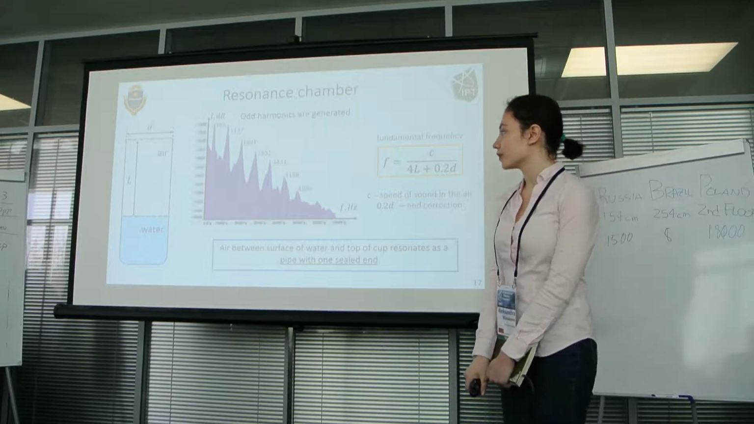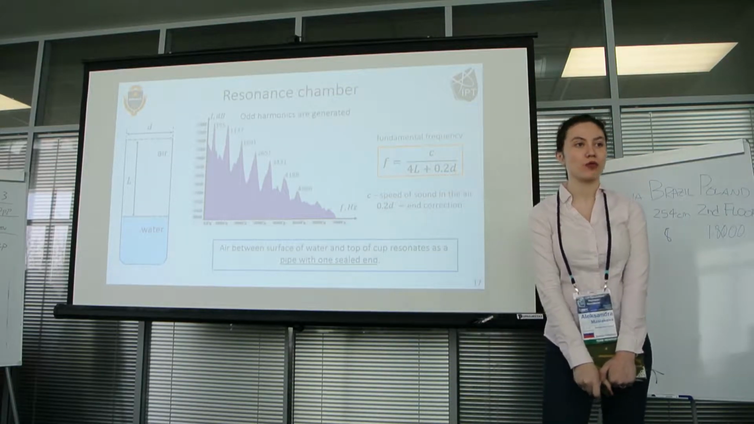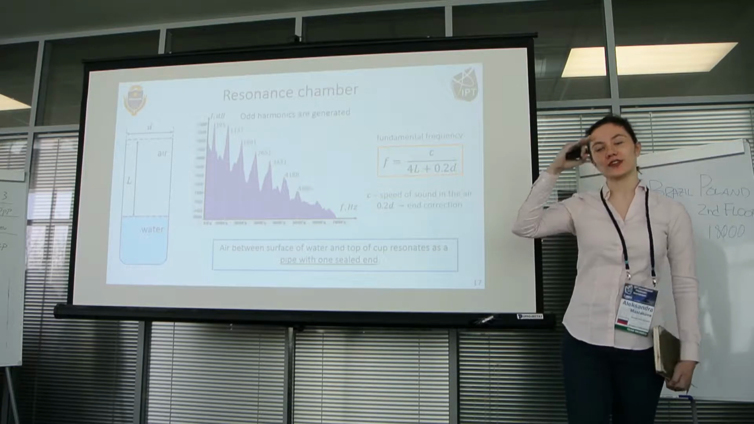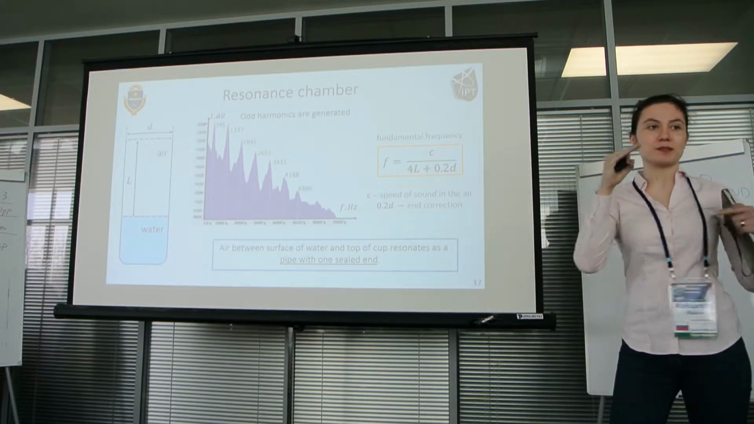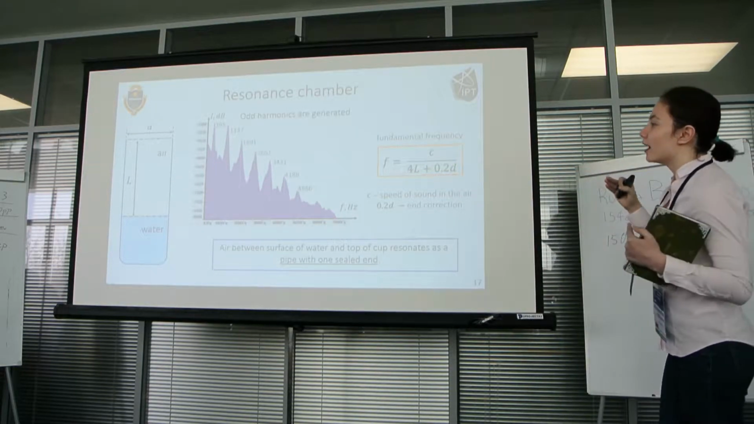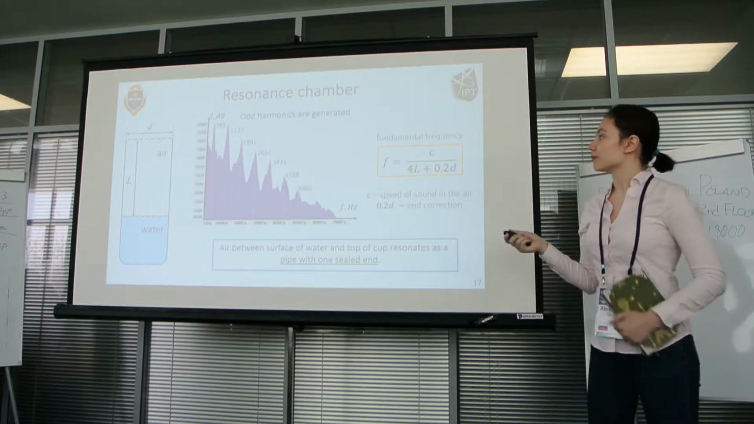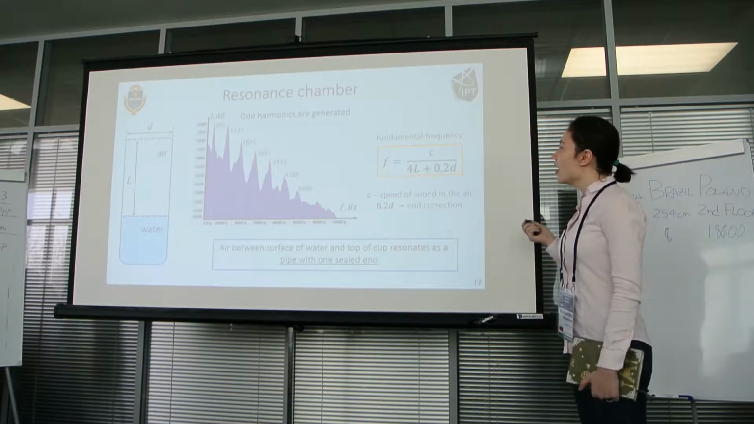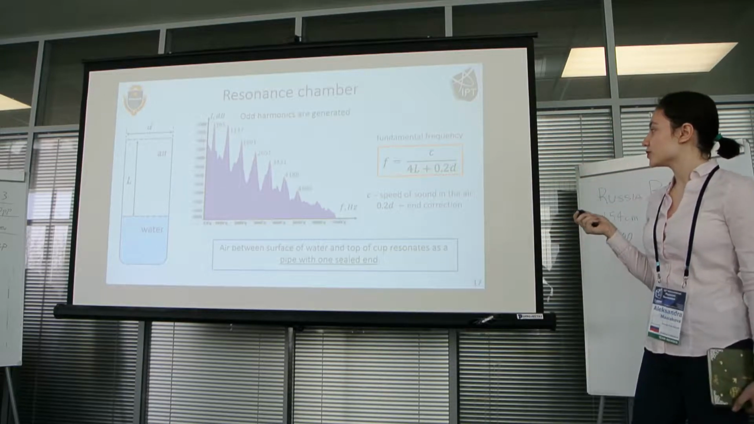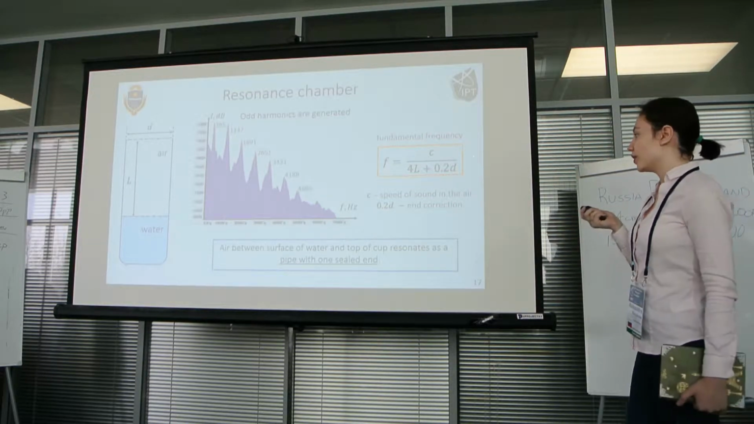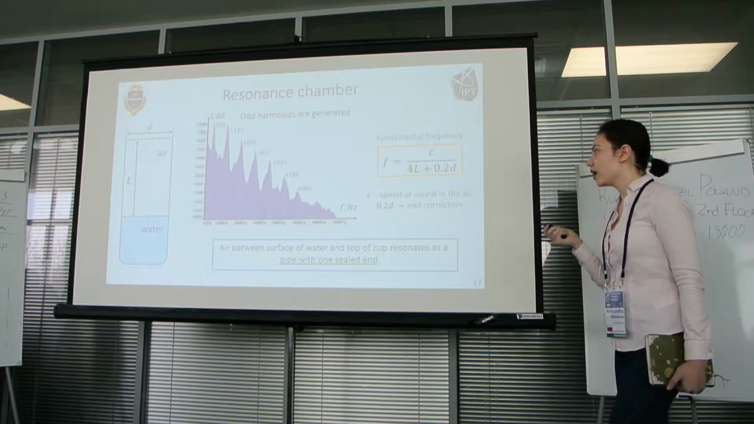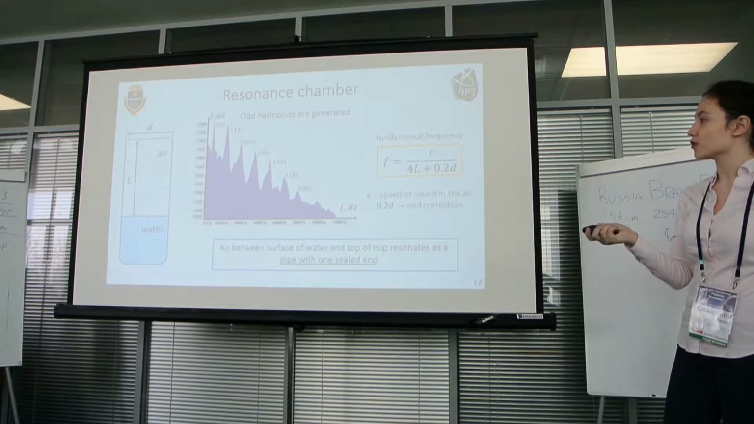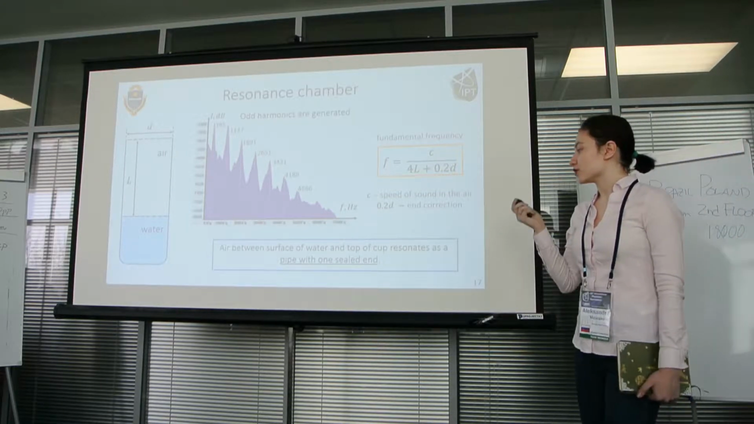The air between the surface of the water and the top of the cup resonates as a pipe with one sealed end, and it produces odd harmonics. We measured the sound. All these harmonics are odd, and the fundamental frequency corresponds with this formula, where C is the speed of sound in the air, and L is the length between the top of the water and the top of the cup.